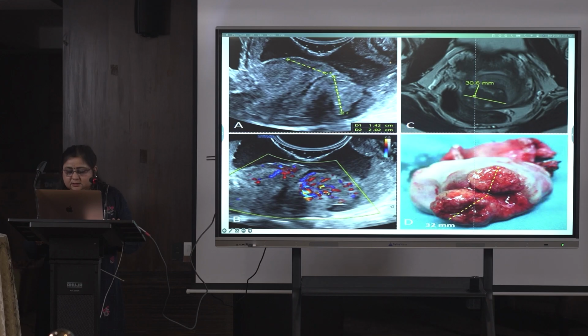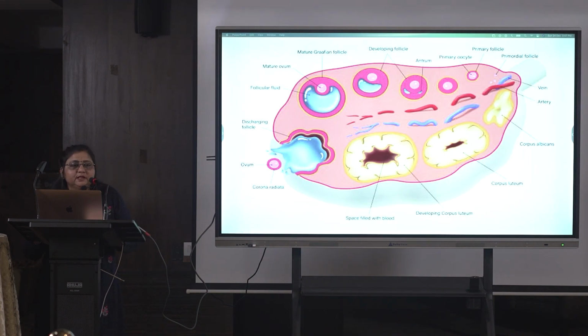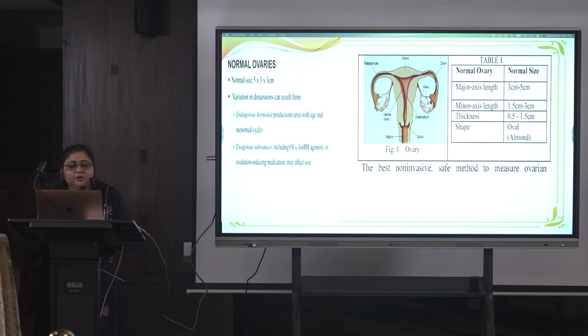This was cervical cancer. And then of course this is the MRI section. Now coming to ovaries, normal ovaries I'll take. So normal ovaries, as we know, this is the anatomy of the normal ovary. It will measure the length of the ovary, I mean the size of the ovary.